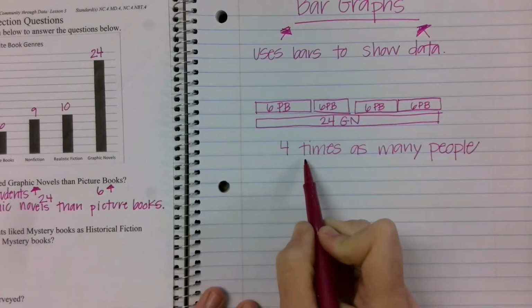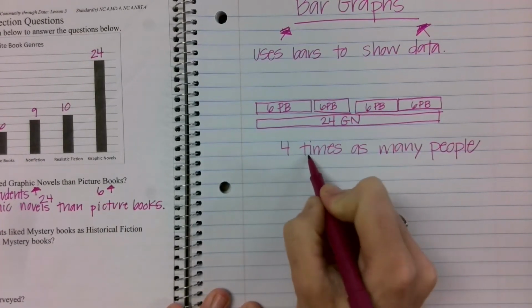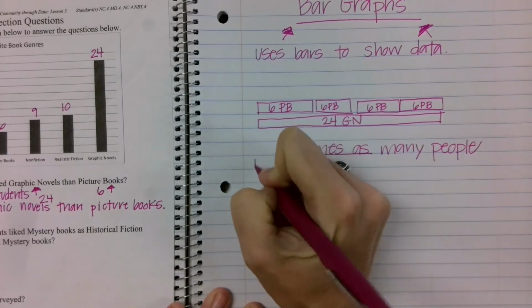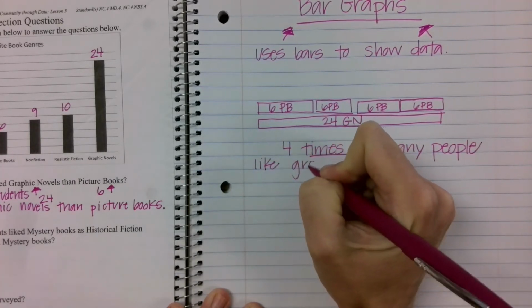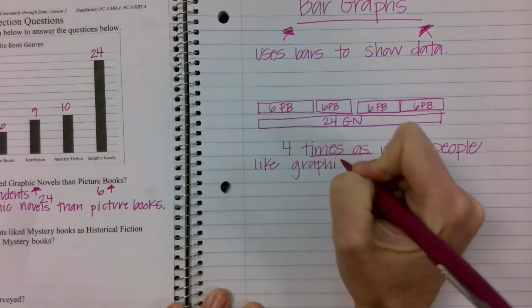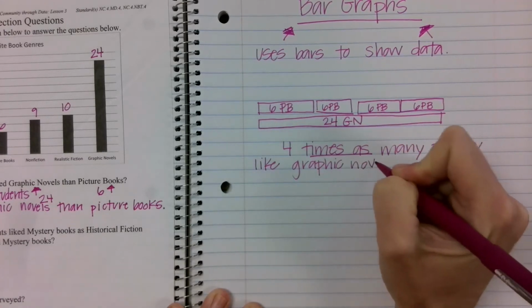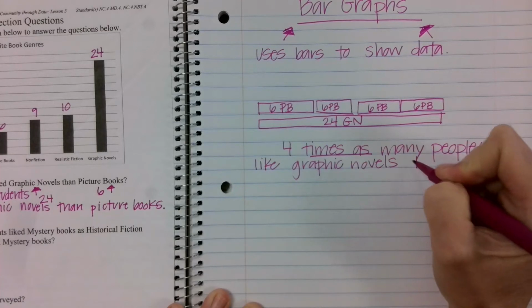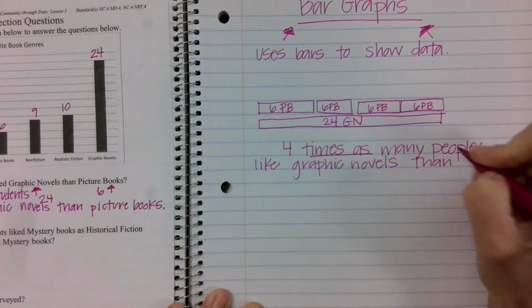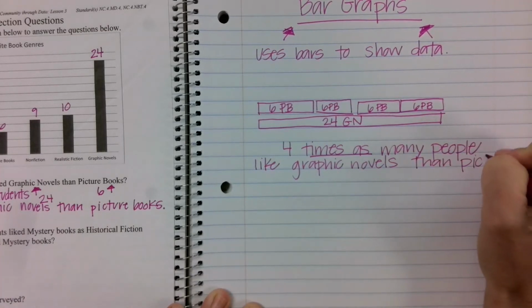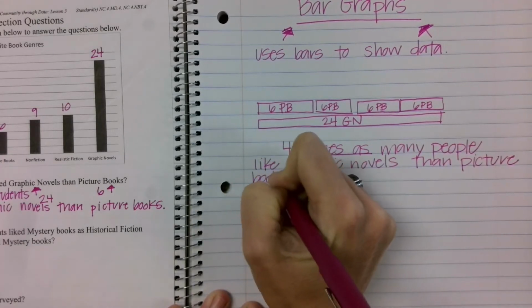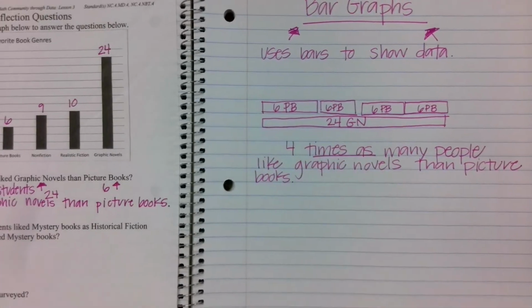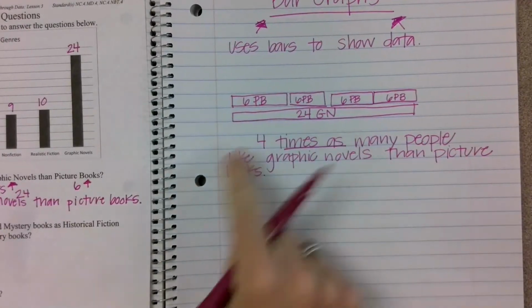So you see here I have the times, 4 times as many people like graphic novels than picture books. So here what we did is we made it a multiplication problem.